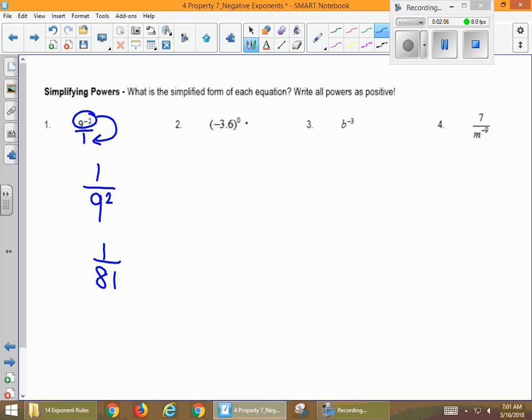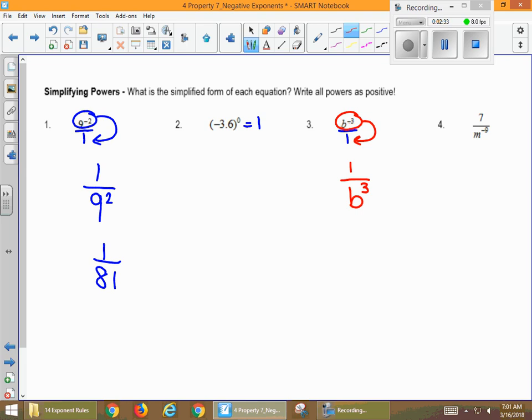Remember, anything to the 0 power is 1. Just a review from yesterday and the day before. B to the negative third, that's B on the wrong side of the fraction. So I made a fraction, and I'm going to take that negative exponent term and drop it to the other side. And if there's nothing on top of our fraction, we need to make it a 1.